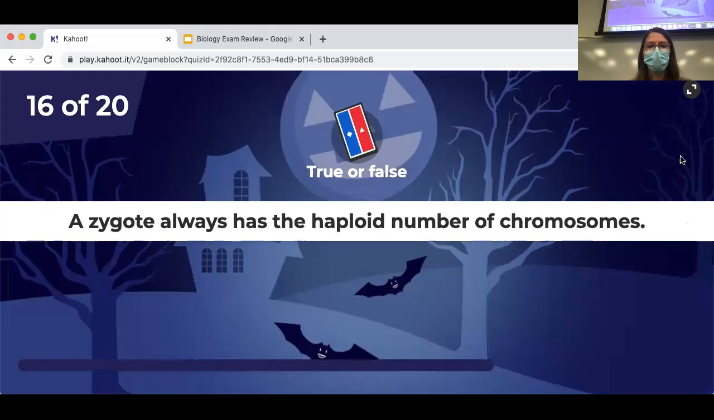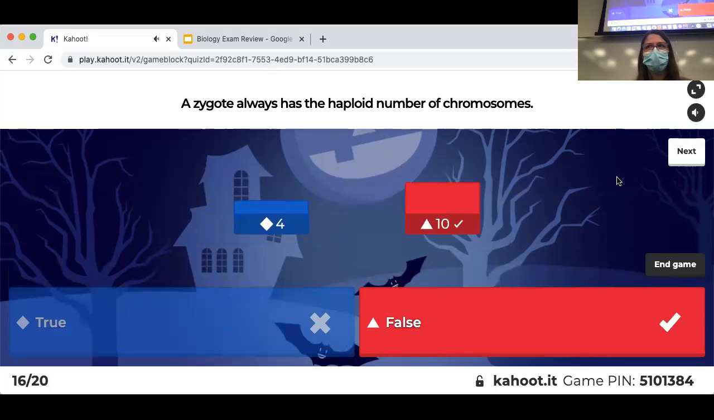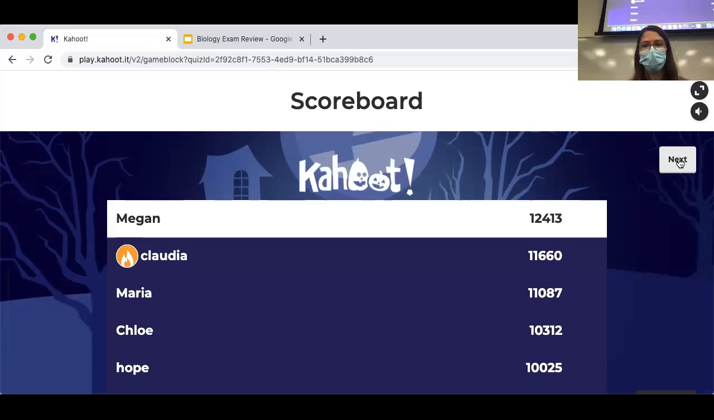True or false? A zygote always has the haploid number of chromosomes. Good. False. Zygote has the diploid number always. Nice job.